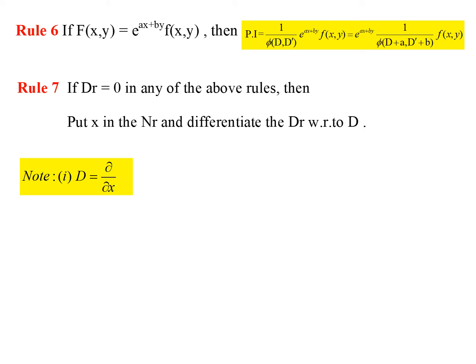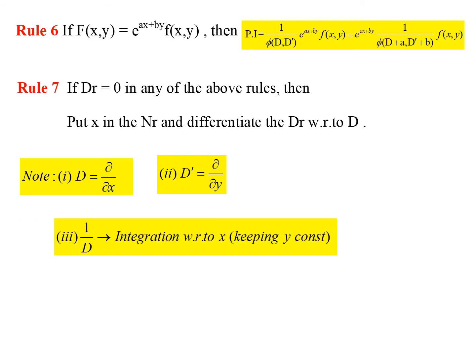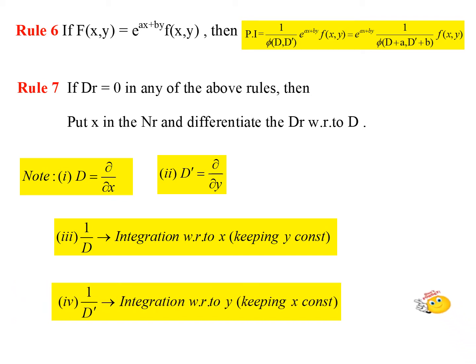Okay, now these notations again let us go through. D means dou by dou x, D dash means dou by dou y, and similarly 1 by D will be integration with respect to x, of course keeping y as constant. Similarly 1 by D dash will be integrating with respect to y, keeping x as constant.